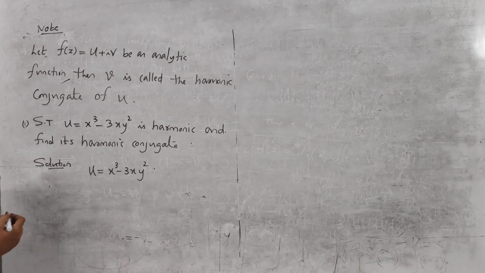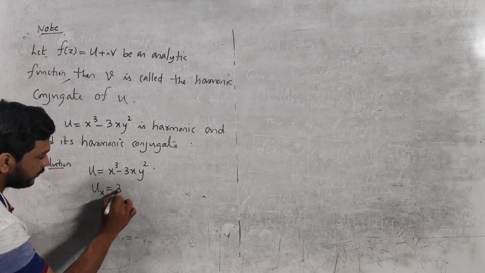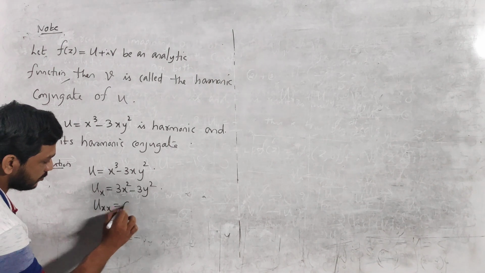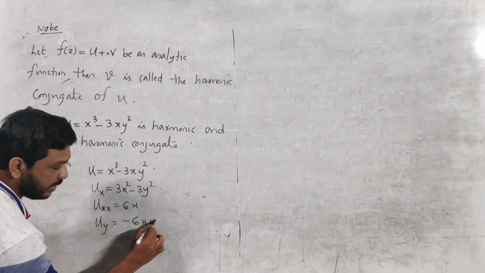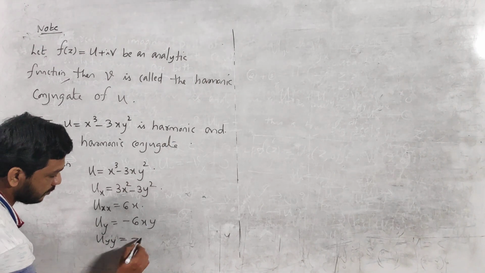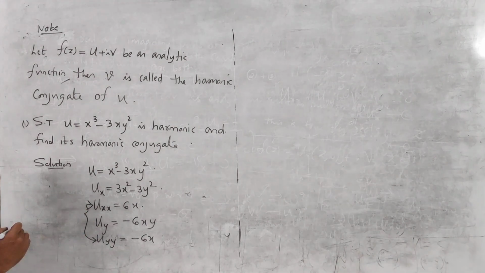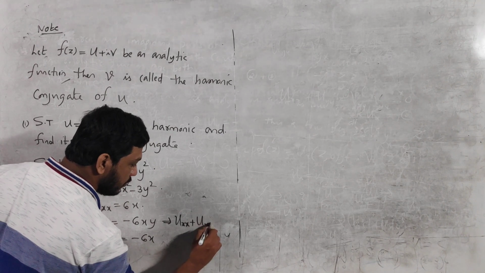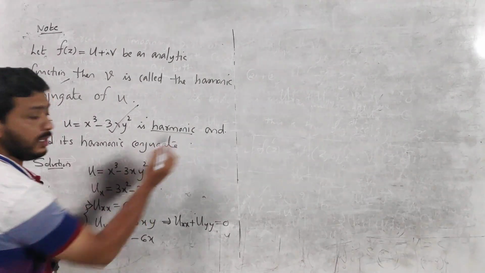First, our aim is to verify that u is harmonic. So for that, compute ux, and compute uxx, which is 6x. Compute uy, and compute uyy also, which is -6x. From these two, we get uxx + uyy = 0. That is why this u is harmonic.